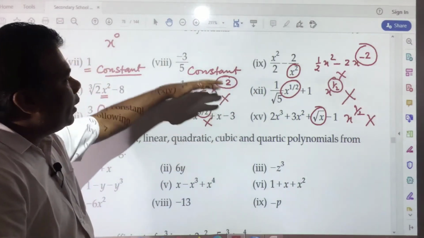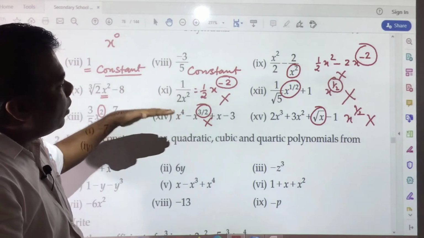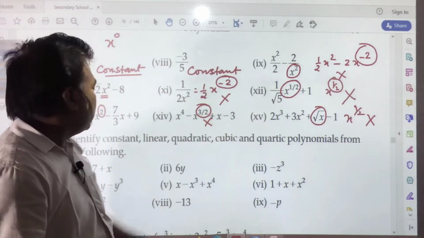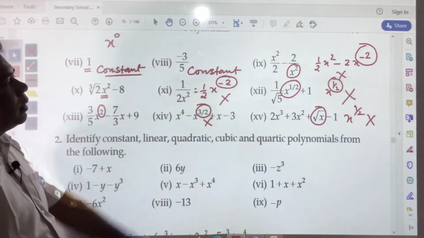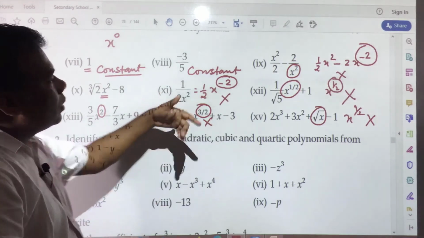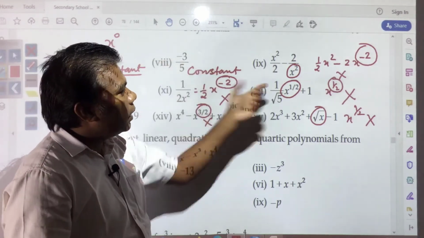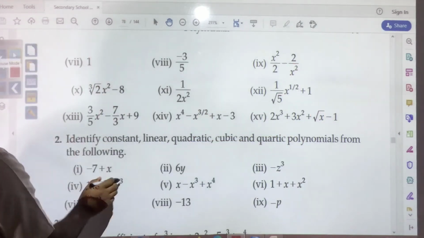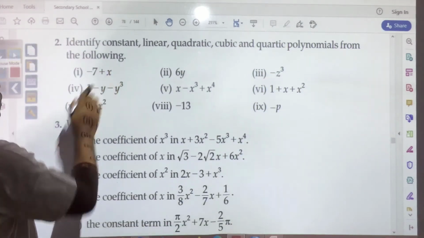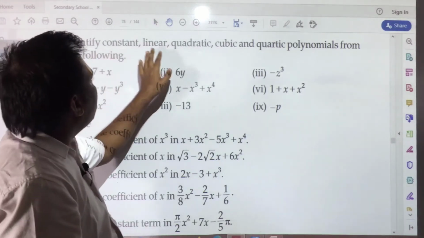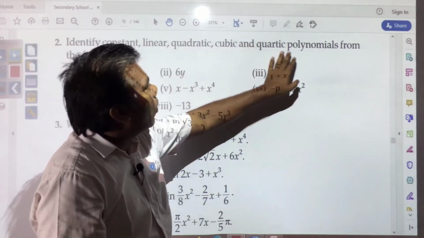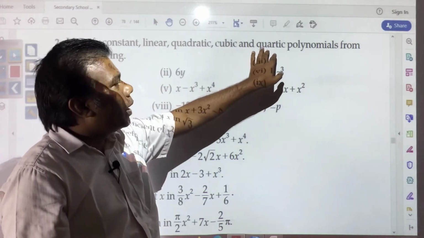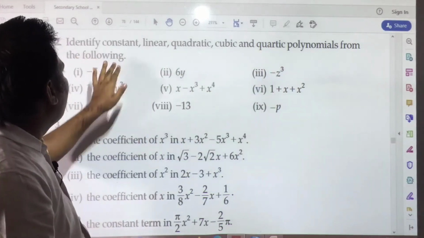So in this way you need to recognize which are polynomials and which are not, and the answer is required to be written in the proper way. As in the first question, where I had written the answer, in that way you need to write. Second question, you see: identify constant, linear, quadratic, cubic and quartic polynomials. Quartic means biquadratic, from the following.